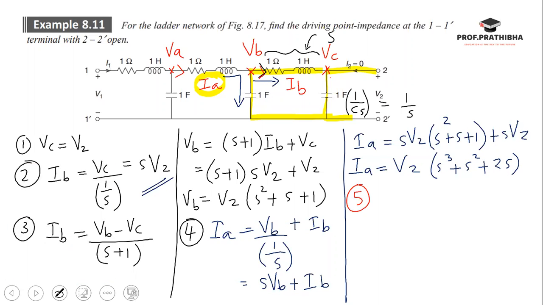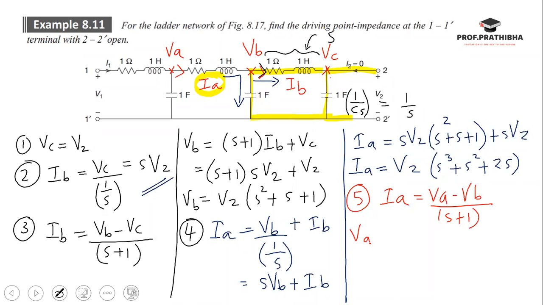Now our next part, again an equation of IA will come, right? How can I write it? Think. How can I write IA now? V1 minus VA, VA upon Z plus VA upon 1 by S. No. Now we have to do KCL. We have to do KCL at IA. VA minus VB upon S plus 1. Yes, VA minus VB upon S plus 1.